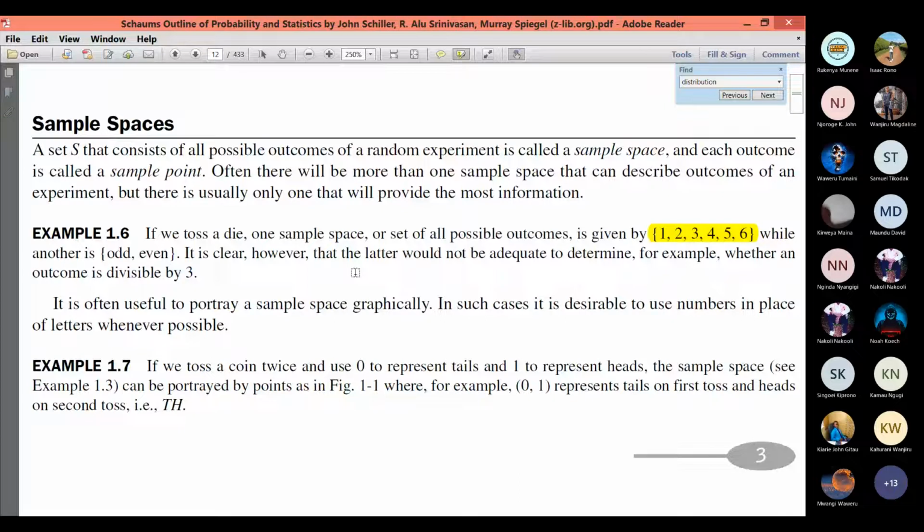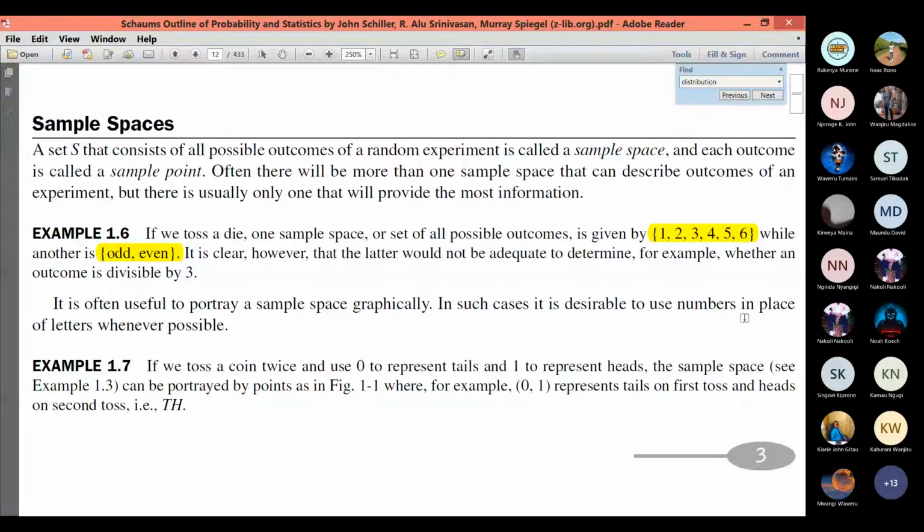You can form another sample space if you're only looking at the outcome of odd numbers only or even numbers only. So you then have a sample space of two possible outcomes, an odd number or an even number. If that is what your objective is, just looking at whether a number is odd or even, then your sample space reduces from 6 points to only 2 sample points, odd, even. But this doesn't give you enough information. So sometimes when you're looking for a sample space, we look for that which gives us a lot of information.